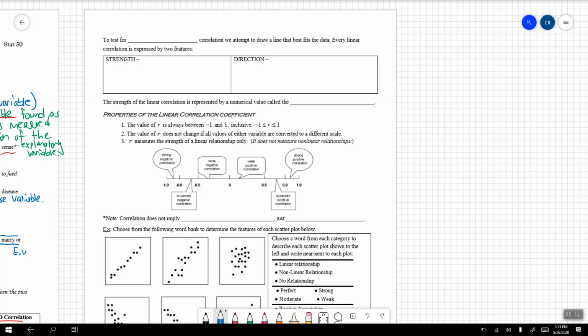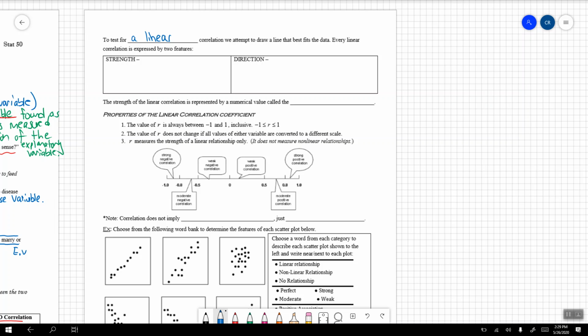So to test for a linear correlation, we attempt to draw a line that best fits the data. Every linear correlation is expressed as two features. We want to know the strength and we want to know the direction. So we're going to be looking at strength and direction.